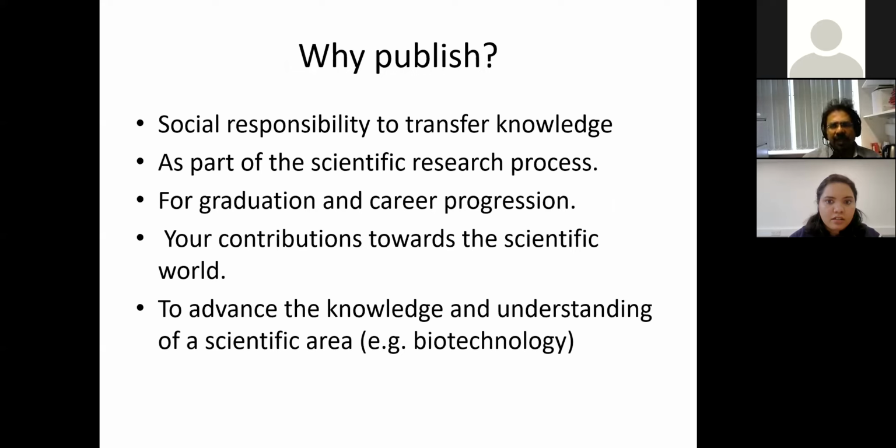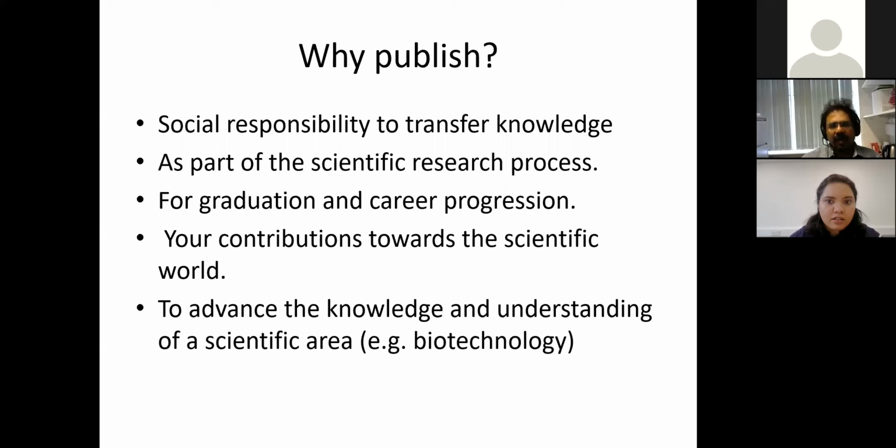So why should you publish? It's a part of the social responsibility to transfer knowledge, because your research is funded by the public. So you have a social responsibility to transfer that knowledge to the public. And it's a part of the scientific research process. It's very important for you as well, for your graduation and for your career progression. And it can be considered as your contribution towards the scientific world. And that is how science advances.